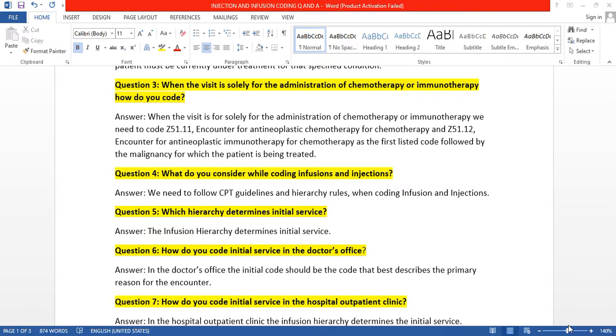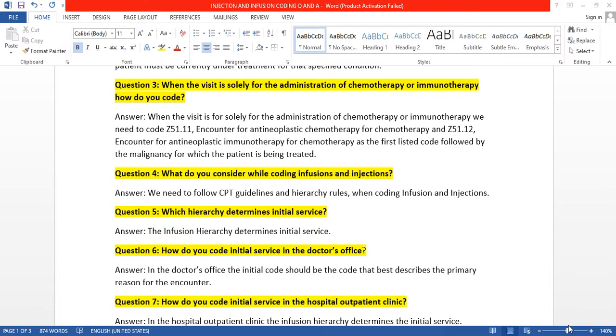Next, question 3. When the visit is for the administration of chemotherapy or immunotherapy, how do you code? Answer: when the visit is solely for the administration of chemotherapy or immunotherapy, we need to code Z51.11, encounter for antineoplastic chemotherapy, for chemotherapy, and Z51.12, encounter for antineoplastic immunotherapy, for immunotherapy, as the first listed code, followed by the malignancy for which the patient is being treated.